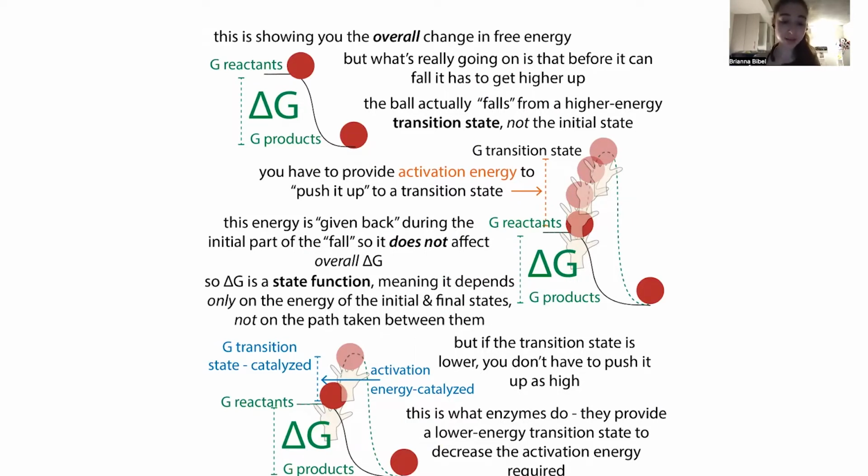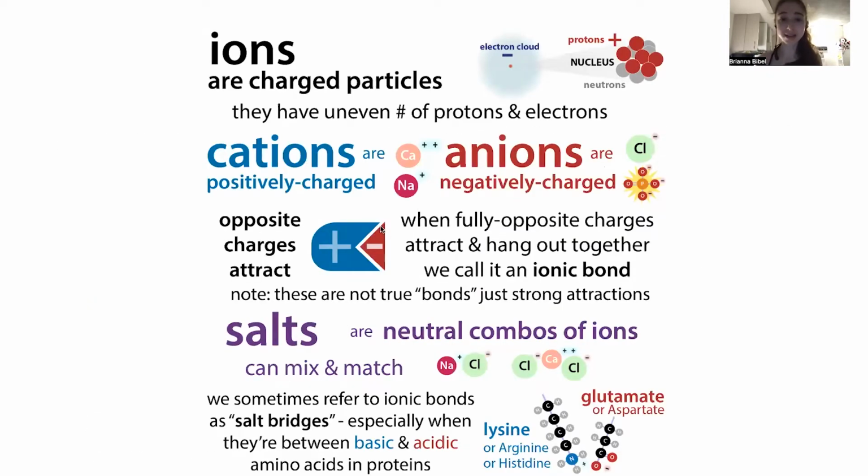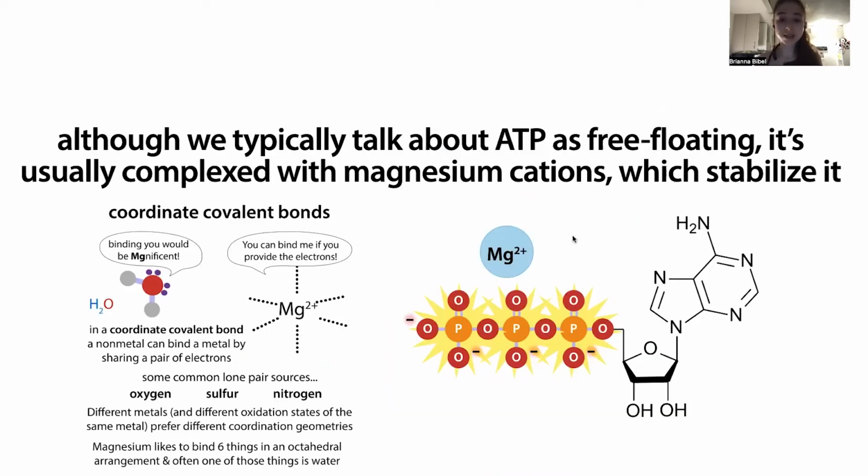Another really important thing is that in our cells, although we talk about ATP, ATP is really going to be in complex with magnesium. Magnesium is a cation, so positively charged, and the phosphates are negatively charged. We talked about how these negative charges repel one another, but this positive charge helps hold things together. Metals like magnesium are great because they can form coordinate covalent bonds. They can form multiple bonds to things, and so they help hold this together and keep it all calm.